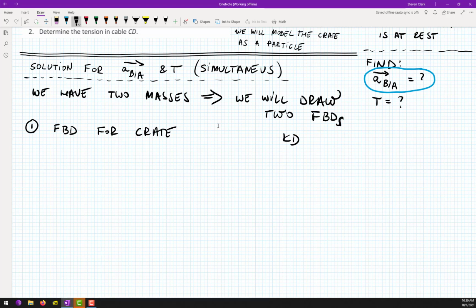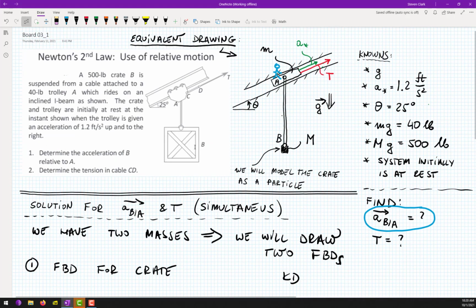So this is our crate, this little rectangle. I'm going to draw exactly the same rectangle here. I think that, if I scroll up the board, only two things act on the crate: gravity and tension in the cable. Do you agree? There are no other things, yeah?